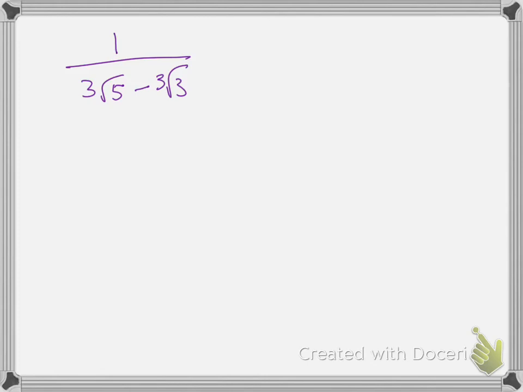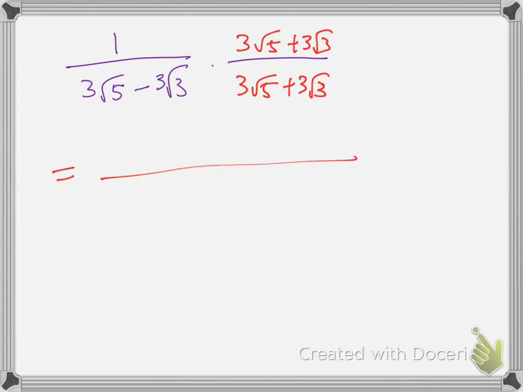The conjugation is easy, right? So we multiply it by the plus sign: 3 radical 5 plus 3 radical 3. Now the numerator is 3 radical 5 plus 3 radical 3 multiplied by 1, so you get the same thing.